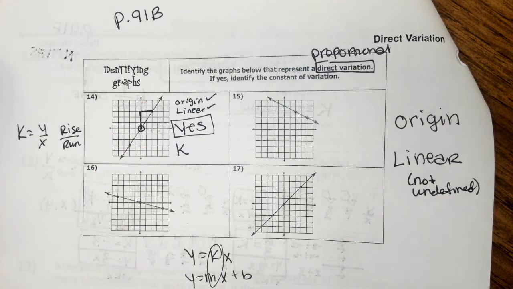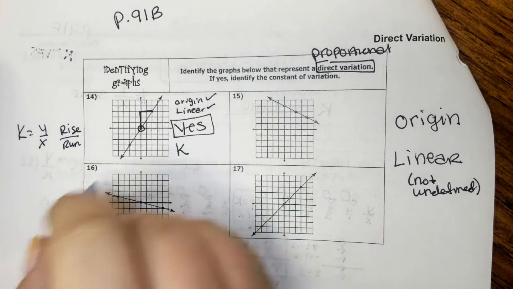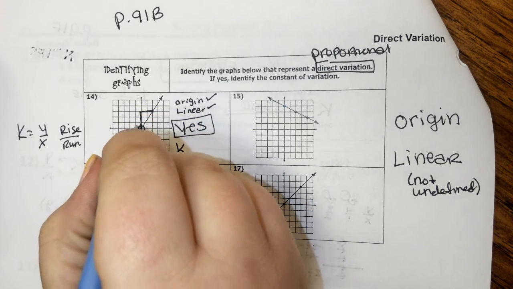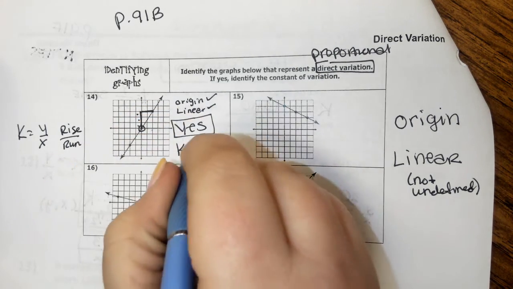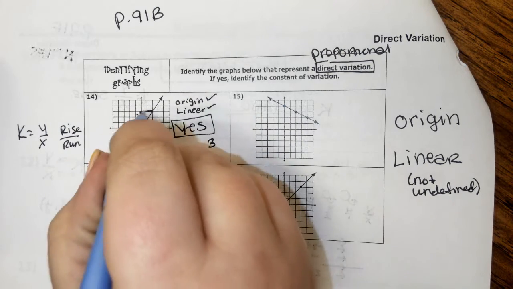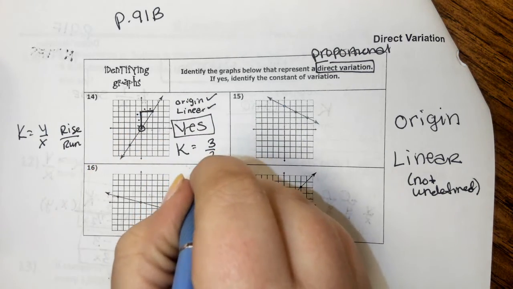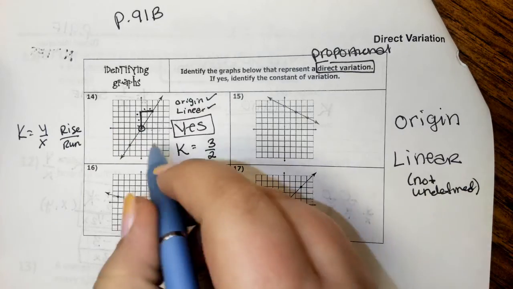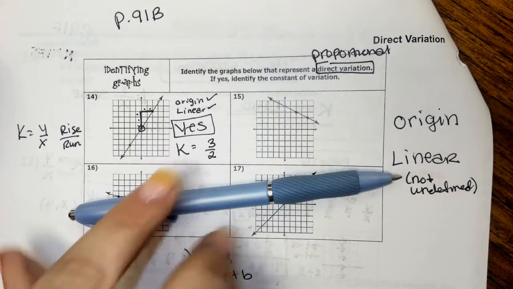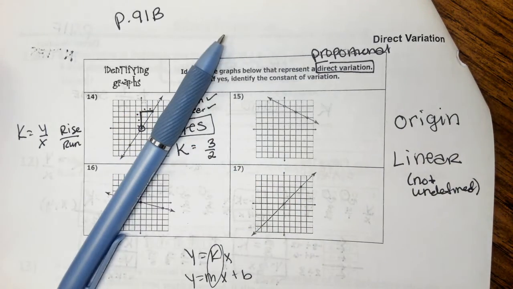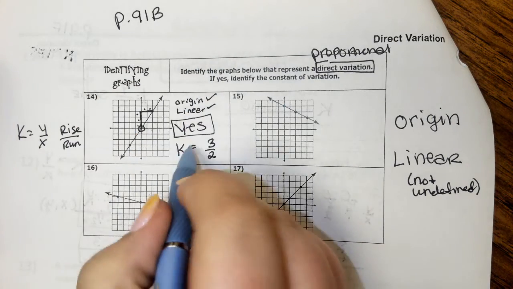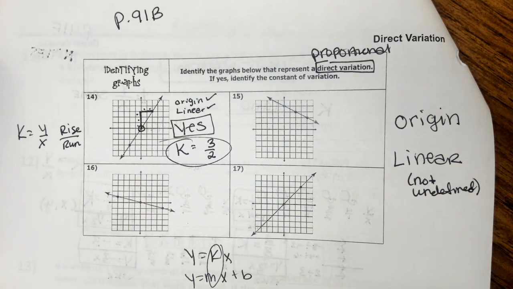So I find two perfect points, two points that are on a crosshair, and I need the rise over the run. So this is a rise of 3 and a run of 2. And this is positive because the line goes up from left to right. 3 over 2 doesn't reduce, so I can leave my answer as k equals 3/2.